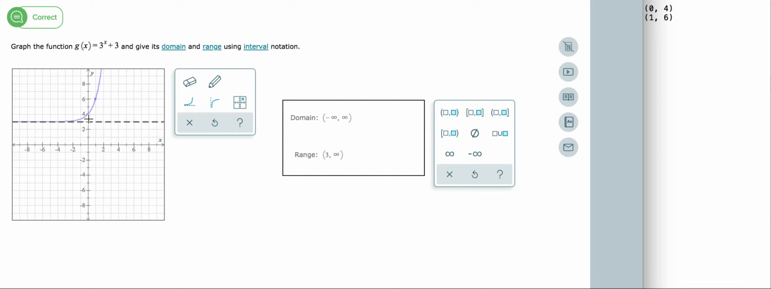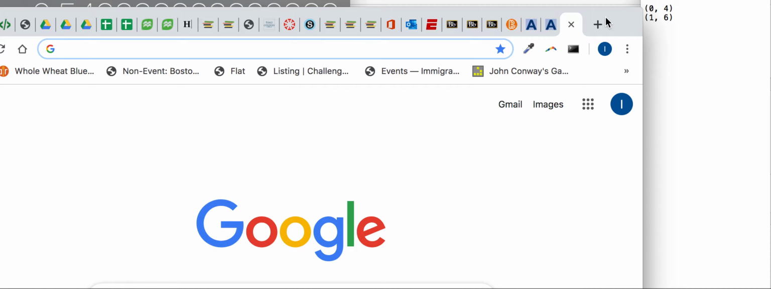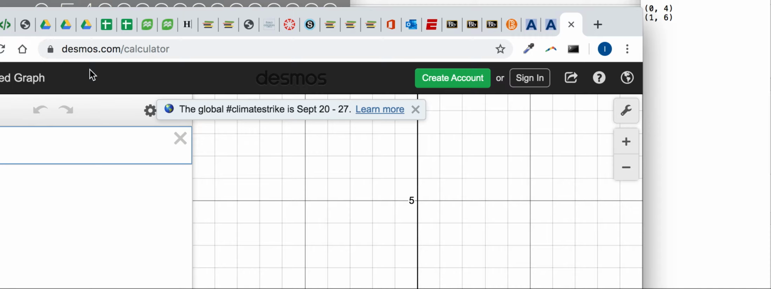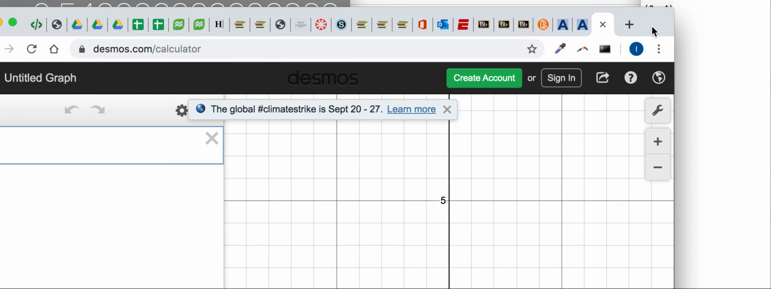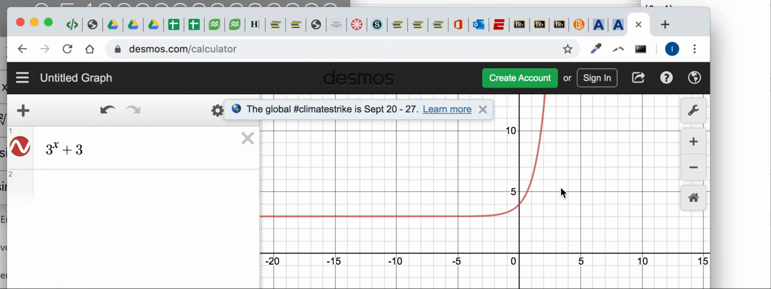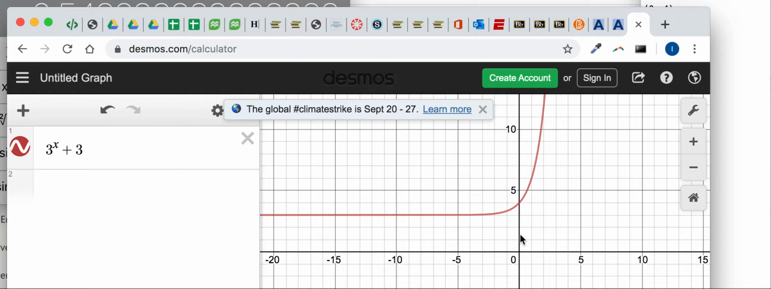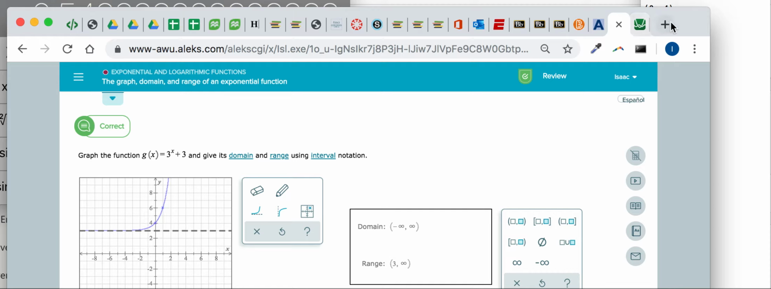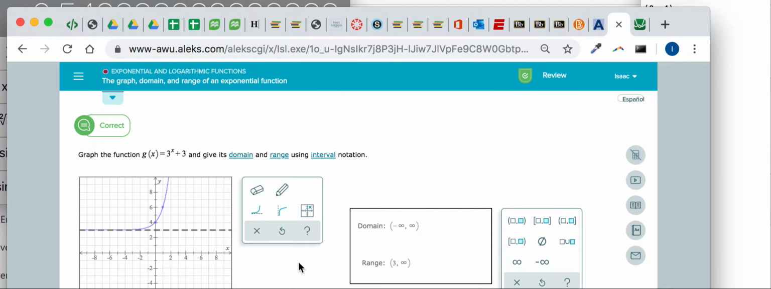Okay, so if you're wondering how I knew the horizontal axis should be there, I'm going to move this so you can see. Go to desmos.com/calculator, okay? And then you can type in the right side of the function, 3 to the x plus 3. And that gives you a rough idea of what the graph looks like. Here it is at 1, 2, here it is at 3 on the y-axis. There's a horizontal asymptote. So in case you didn't know how I found out 3 was the horizontal asymptote in that last problem, that's a different way of how you can do it.